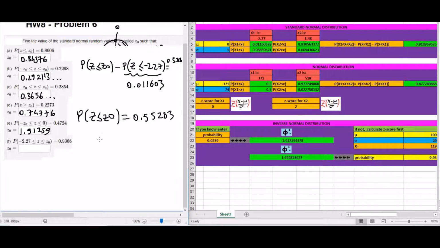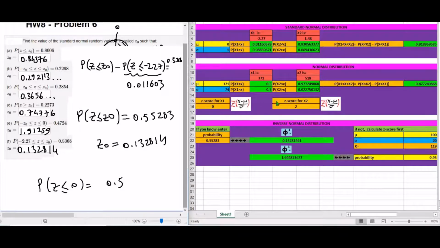Now we can take phi inverse of both sides. So phi inverse of the left hand side is z0, and phi inverse of the right hand side, again the calculator will tell us, 0.55283 is given as 0.132814. So this is the answer. In these types of questions, the important thing is to know that the probability of Z less than or equal to 0 is equal to 50%, and the definition of the interval, and all the rest is done by calculator.